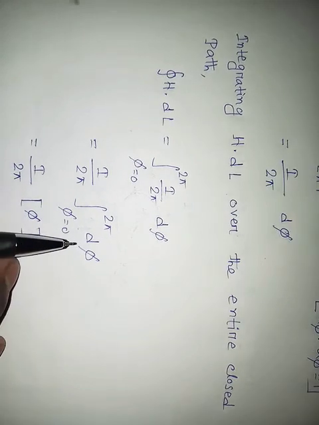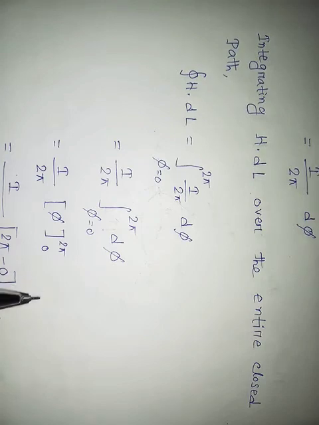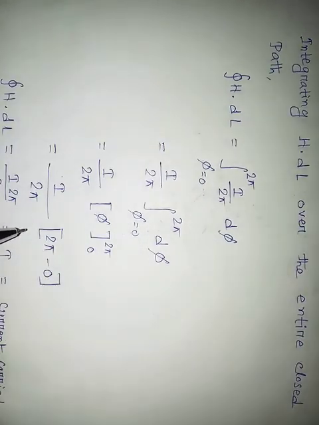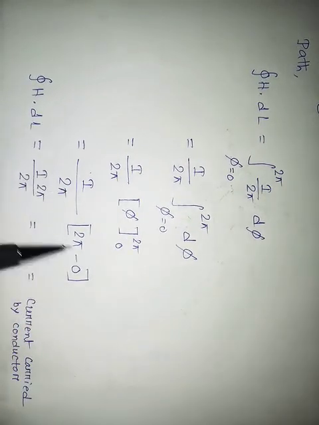The integration and derivative cancel out, leaving phi with limits 0 to 2 pi. Now we put in the limits, upper limit minus lower limit. After that, 2 pi cancels out and the remaining part is I. So the closed integral of magnetic field across the closed path is equal to the current, that is the current carried by the conductor. This shows the Ampere circuit law.